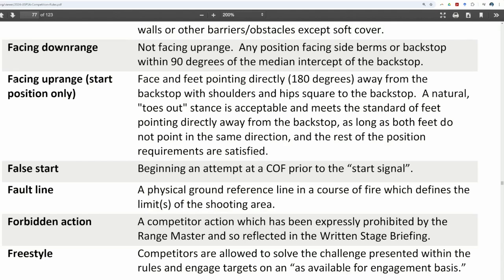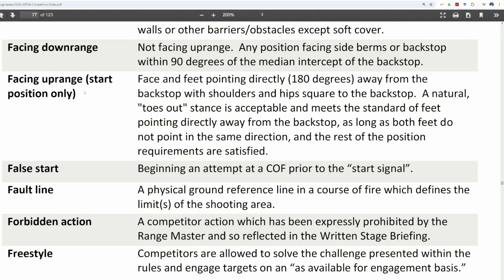the rule book states the definition of facing uprange, which is the start position. So while you're drawing is what the definition of the start position is. It does not have to be defined in the WSB. The start position is where you start. So facing uprange is very strictly defined. Facing uprange means your face and feet pointing directly 180 degrees away from the backstop with shoulders and hips square to the backstop.